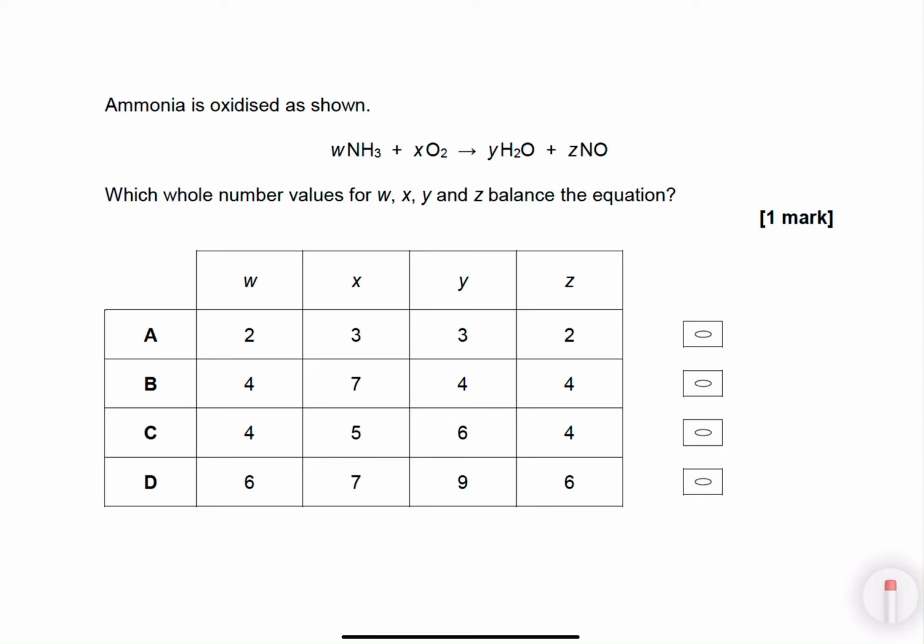Ammonia is oxidised as shown. Which whole number values for W, X, Y and Z balance the equation? So there's a couple of ways you could approach this. You could almost do this by trial and error.